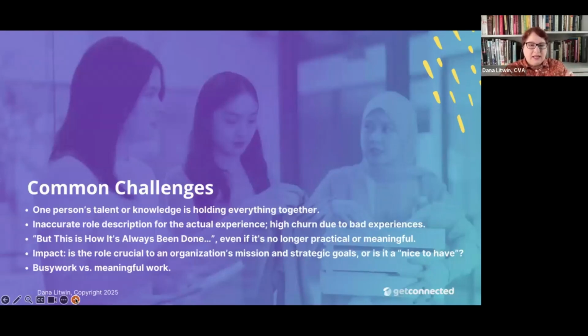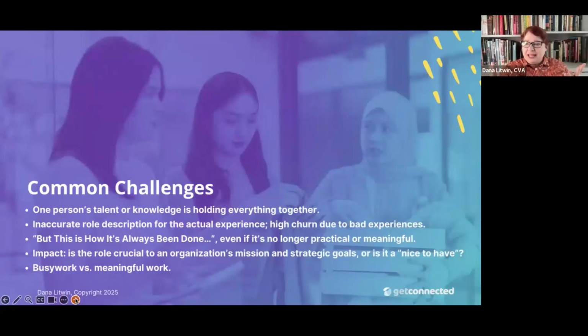One way to look at the common challenges is that one person's talent or knowledge is holding everything together. Somebody is the Jenga piece, and if you pull them out, the whole thing collapses. We also very often see inaccurate or not detailed enough role descriptions for the actual experience. That can mean high churn, where people don't want to feel like they've had a bait and switch happen to them, where they signed up for one thing and it turns into a really different experience that was not disclosed. There's also people falling into habits, and that this is how it's always been done.